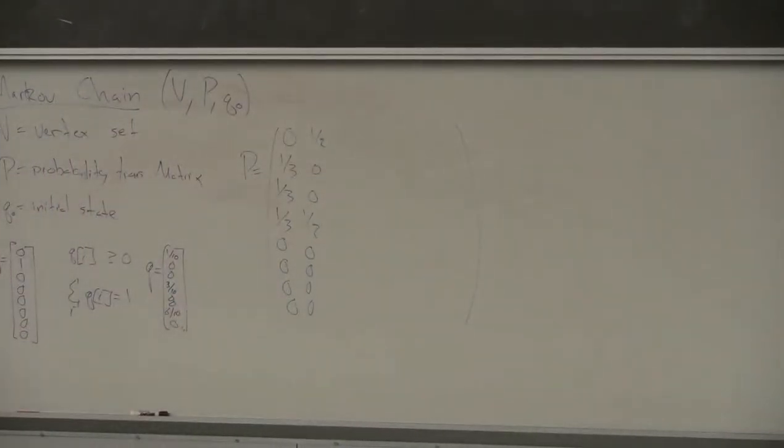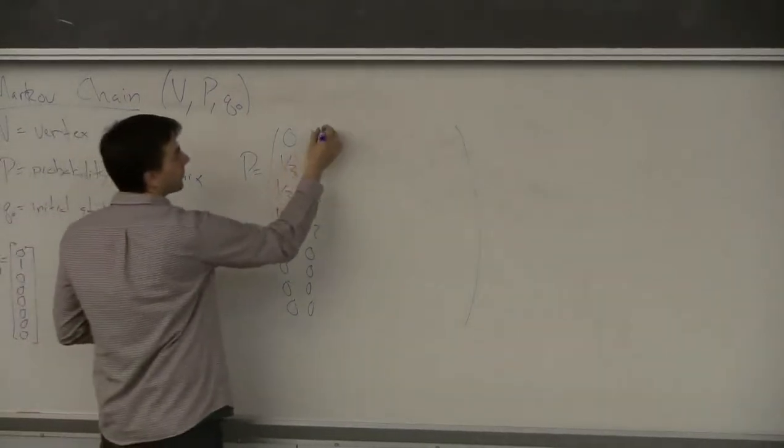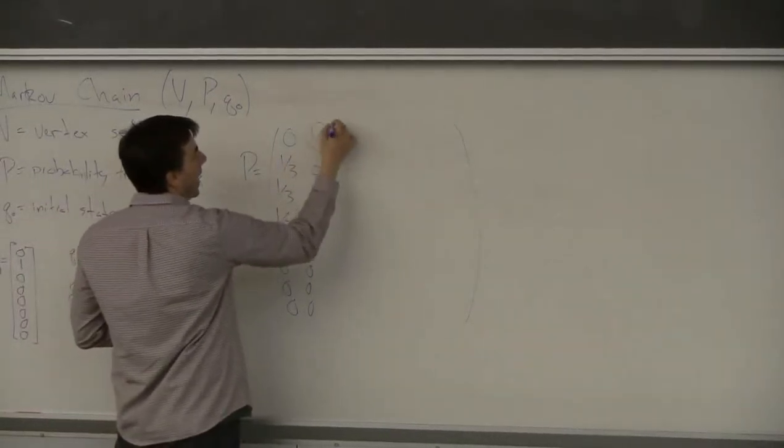So if I'm in this position in the graph, so Q0 says I'm in state B, then I can only move to two different places, and it depends on the edges of the graph. So I can move to A or I can move to D, and both of these are equally likely, right? So this first one corresponds with the edge from B to A.